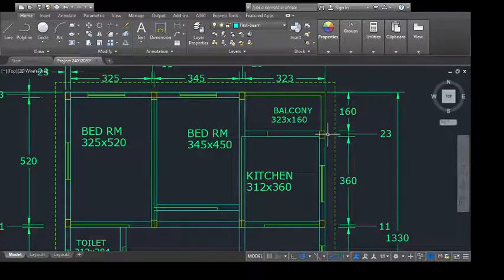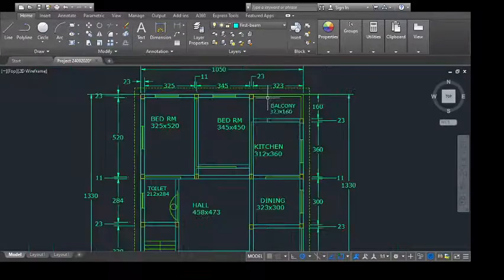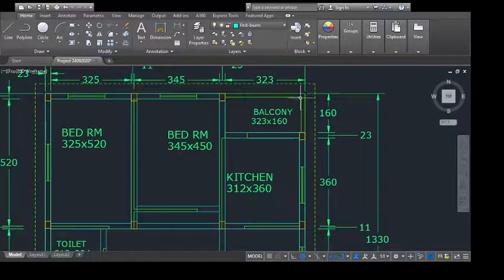So this becomes my cantilever slab. This slab, the balcony slab, will be projecting out from the kitchen slab. Please note, for this balcony slab, in this direction, the distance is 1.6 meters. From the face of the beam to here, it is 1.6 meters. In this direction, the distance from here to outside is 3.2 meters.